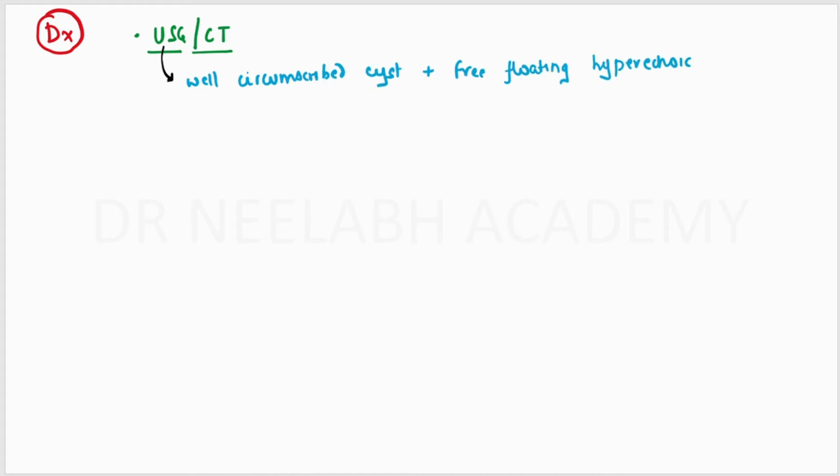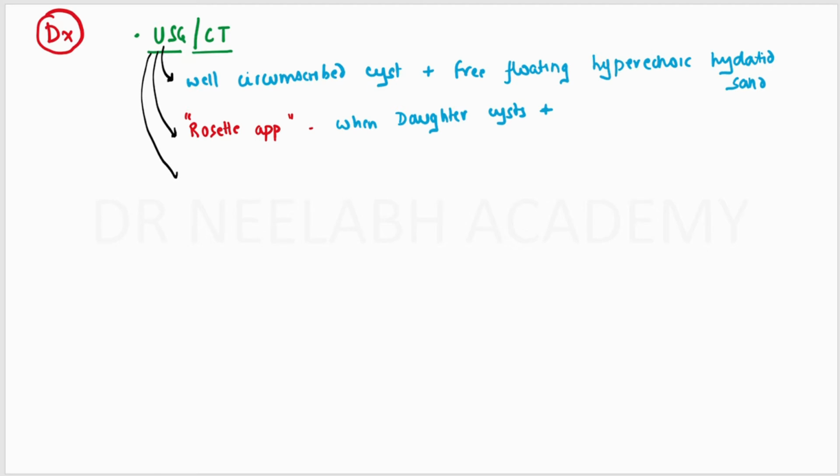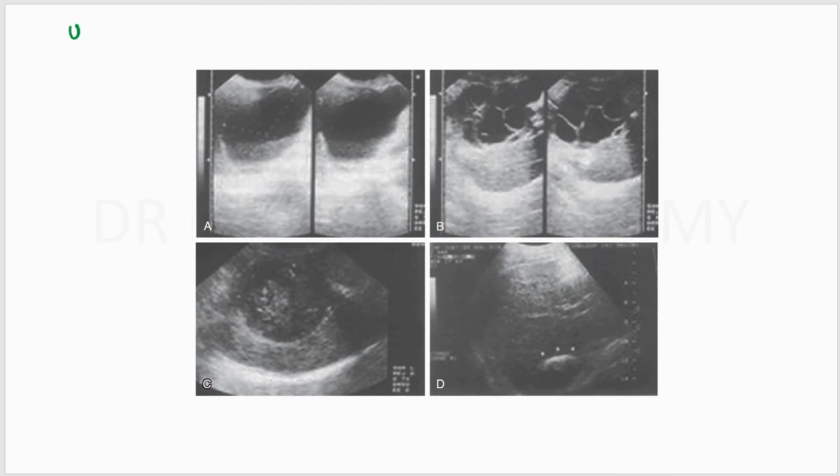Coming on to the diagnosis part, the mainstay of diagnosis is ultrasound and CT. On ultrasound, we can see a well circumscribed cyst plus free floating hyperechoic hydatid sand. We can also see a rosette sign when the daughter cysts are present within the main hydatid cyst. Some people also describe it as a crumpled deck appearance. On CT, we generally find a ring-like calcification. Now we'll see the films.